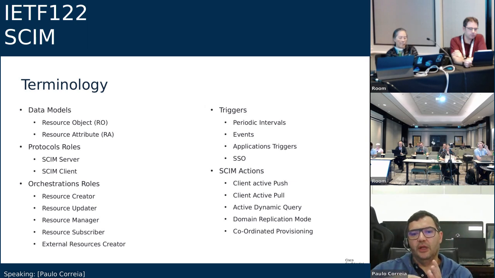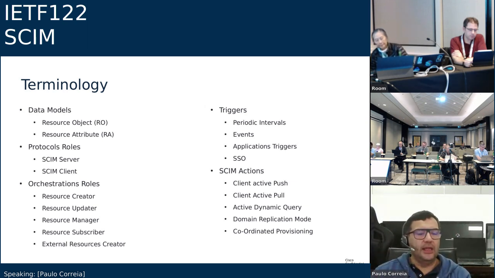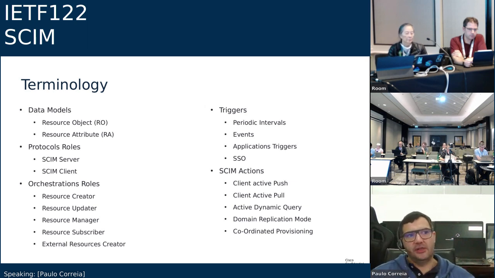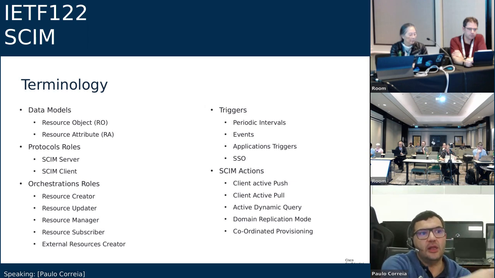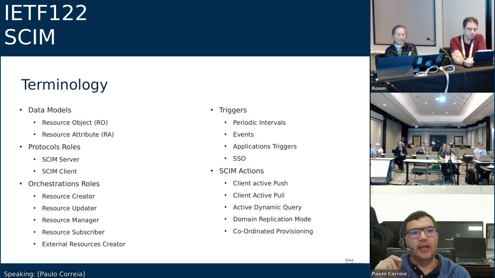So to achieve scheme, we always have a specific role that is going to do specific things. Things like creating a resource, updating a resource, or managing the resource, receiving resources and pushing them to resource subscribers, or external resource creators, someone that creates resources but is not using the scheme protocol. Then, after defining these different roles that we have in scheme, we define how we start the action, right? So what are the triggers for starting a scheme interaction? We talk about periodical intervals, events, application triggers, or even things like single sign-on protocols that can trigger a scheme action.